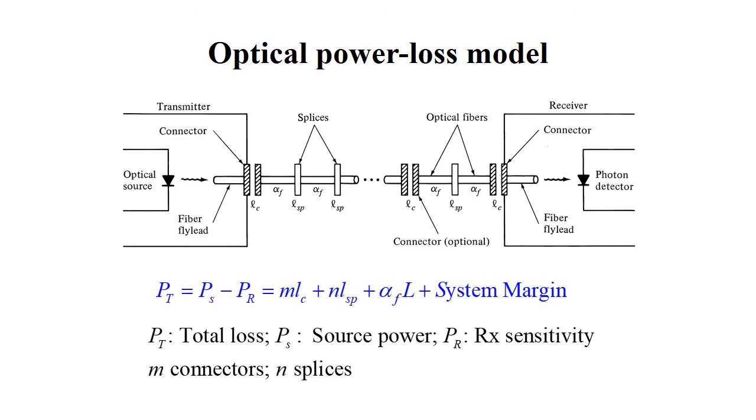The next one is the optical power loss model. Here an optical power loss model for the point-to-point link is shown in the figure. The optical power received at the photodetector depends on the amount of light coupled into the fiber and the losses occurring in the fiber and at the connectors and splices. Here LC denotes the losses at the connector, LSP denotes the losses at the splices, and alpha F denotes the losses in the fiber.